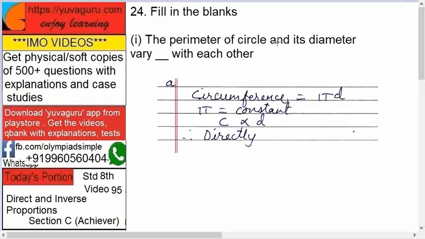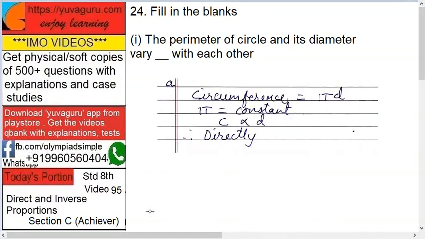The perimeter of a circle and its diameter vary dash with each other, meaning directly or indirectly. Here perimeter means what? Circumference. Circumference formula is what? Pi into d. So C and D, you have to find out the relation. Now both are in the numerator, right?